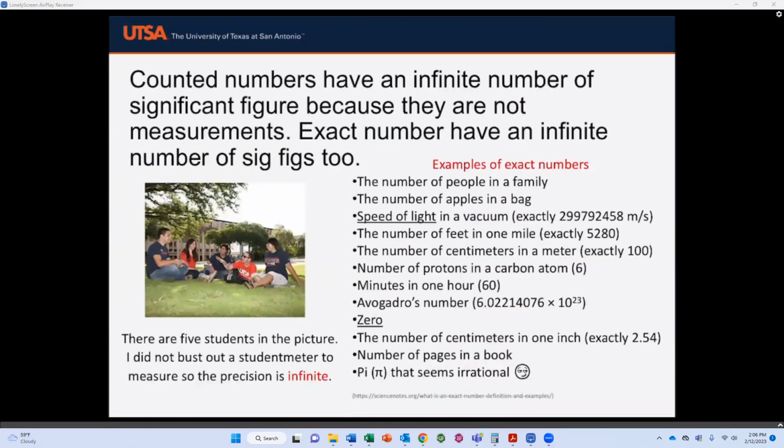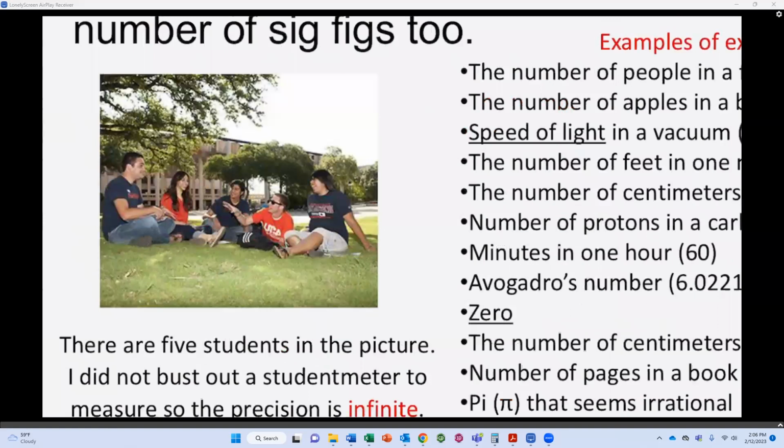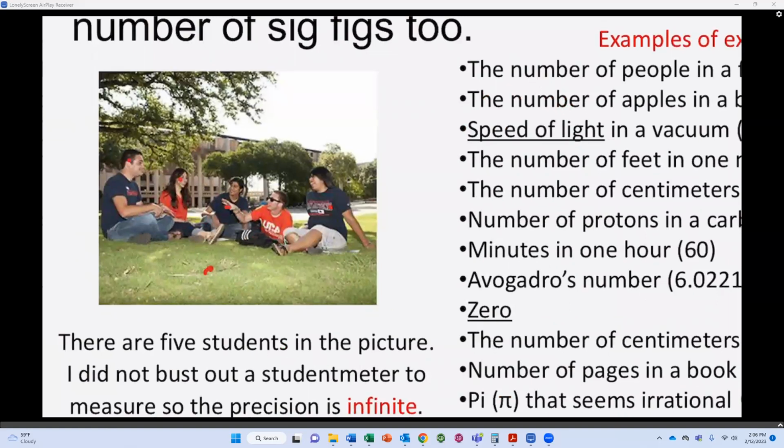Now, not all numbers are significant. Not all numbers are counted numbers. And when you have counted numbers or so-called exact numbers, they have an infinite number of significant figures. Right now, that doesn't really mean a lot, but when we start doing calculations, we are not going to take into account the number of significant figures they have because they are infinite. Okay? In other words, I can count 1, 2, 3, 4, 5 students. There's 5 students. How many significant figures?